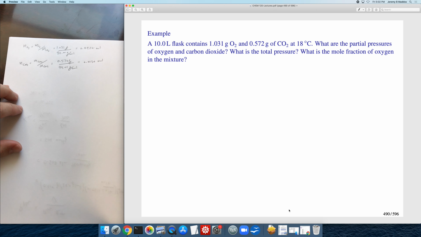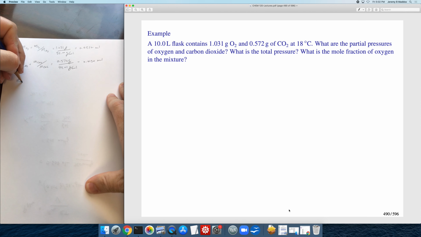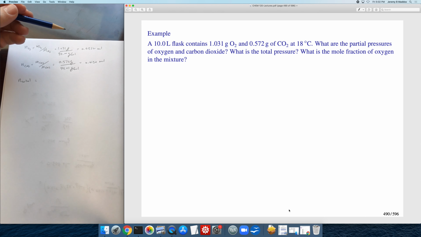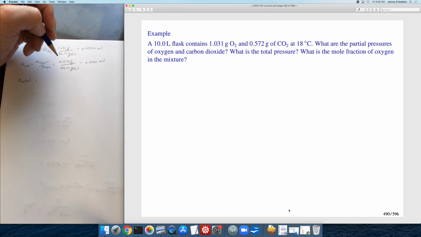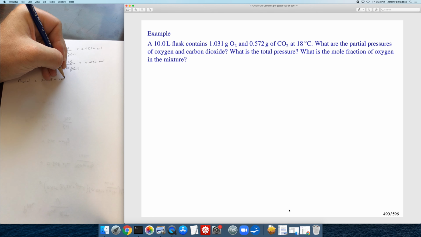Let's calculate the total number of moles. That's helpful. So we'll just add those together. So I'm just going to add these two numbers up, 0.0322 plus 0.0130. So that's the total.